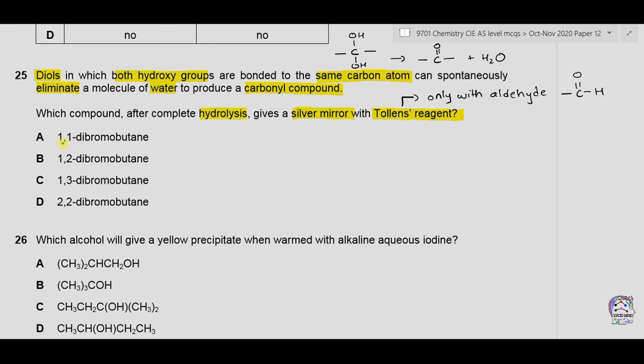Let's find the answer. A is 1,1-dibromobutane. So the structure is 4 carbon atoms for butane, and on first carbon we have 2 bromine atoms attached. Upon hydrolysis, nucleophilic substitution will occur with OH. So the product will be OH replaces Br. As both OH groups are attached with the same carbon, a water molecule can be eliminated according to the statement, and a carbonyl carbon is formed.